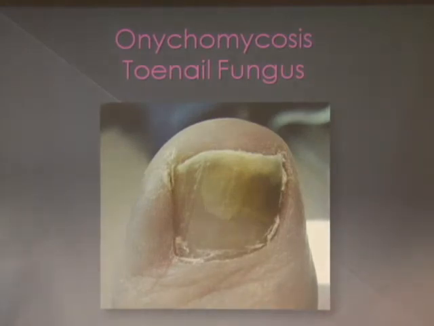Again, onychomycosis, a toenail fungus. This is a white superficial toenail fungus. This is the most common type that we see. It's treated with either topical treatment, oral medication, or surgical excision of the nail. And it should be noted that surgical excision of a toenail is not a cure for onychomycosis. You need treatment for the fungus.